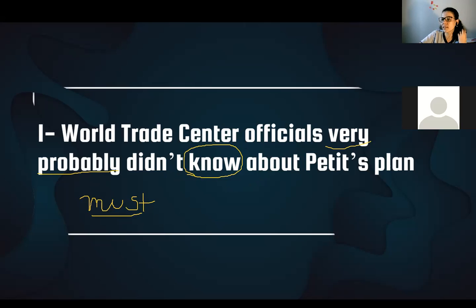How do you think it's going to be this sentence? I need to read all of this phrase. Okay, try it. World Trade Center's officials must have didn't knew about Petit's plan. Must have not known. The word is known. That's an N at the end. Must have not known.